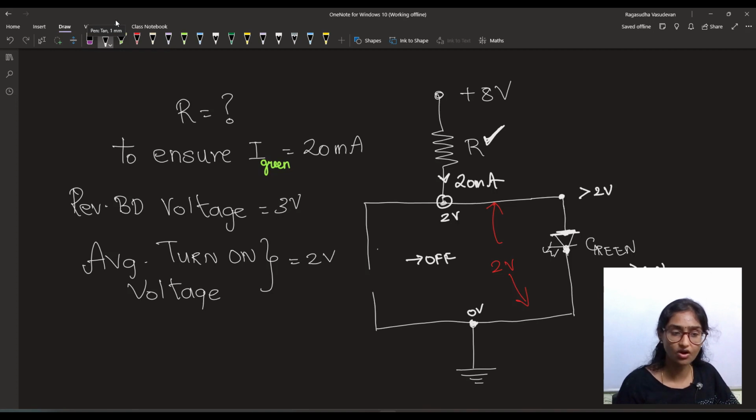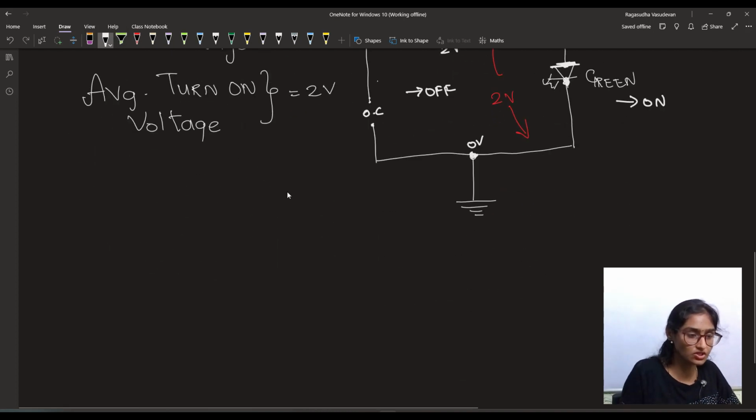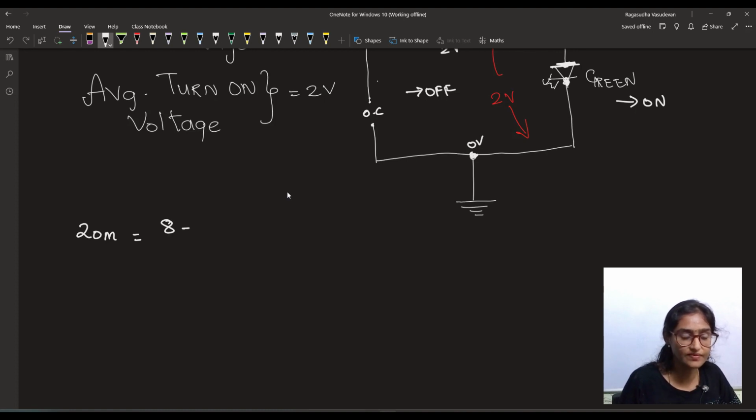When the red LED is off, it becomes a series circuit involving R and a green LED. So when you establish this configuration, green LED will be on, you will get green light and no red light, because this will be under reverse biased and this is open circuited. Okay, so what's the current that's to be ensured? We have to ensure that 20 milliampere flows across this R resistor. So what is the voltage difference? 8 volt minus 2 volt divided by R.